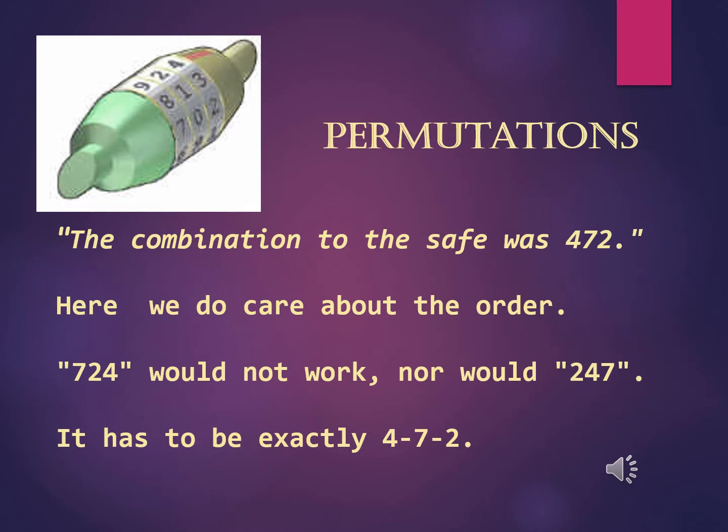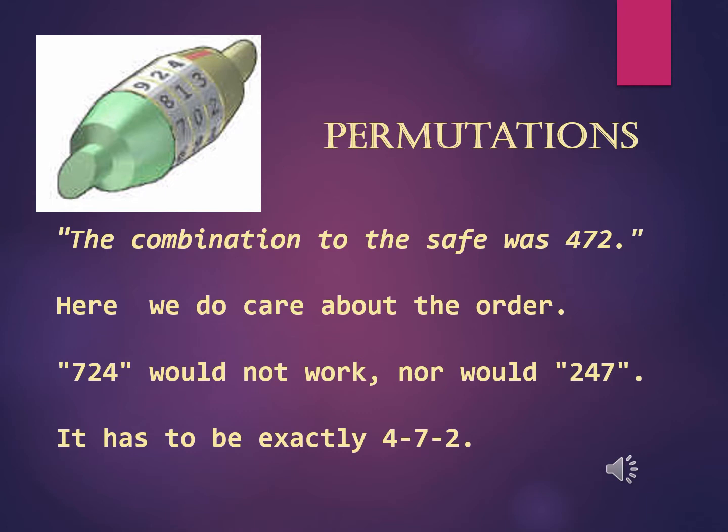So, permutation: the combination to the safe was 472. Please understand the wording. In many of the exams they give questions like this: find out the permutation when the combination to the safe was 472. The combination to the safe is the lock code. This is not the combination we are talking about now. This combination refers to 472. Here we do care about the order. If you press 724, it will not work. 247 will not work. Only 472 will work. So only that permutation will work for this lock. But how many combinations can you make? That's the question.